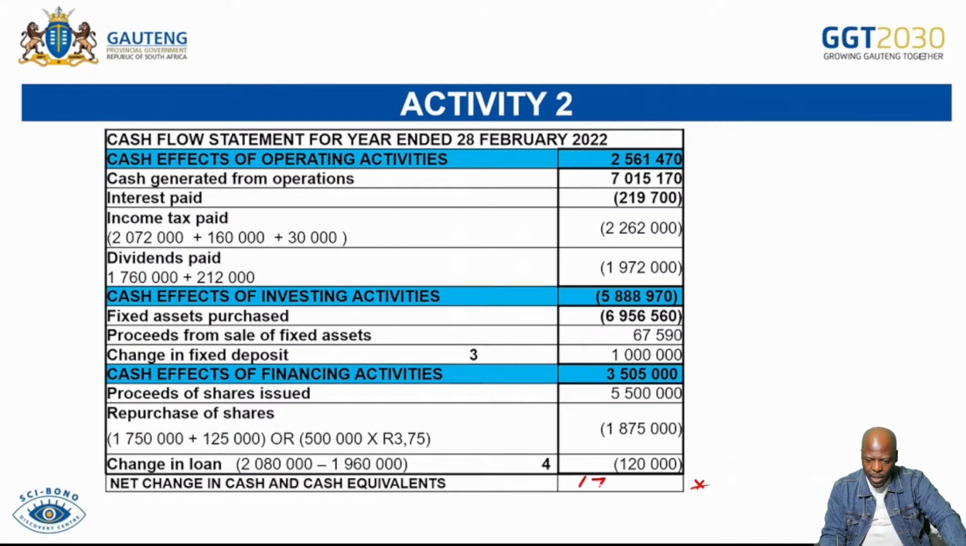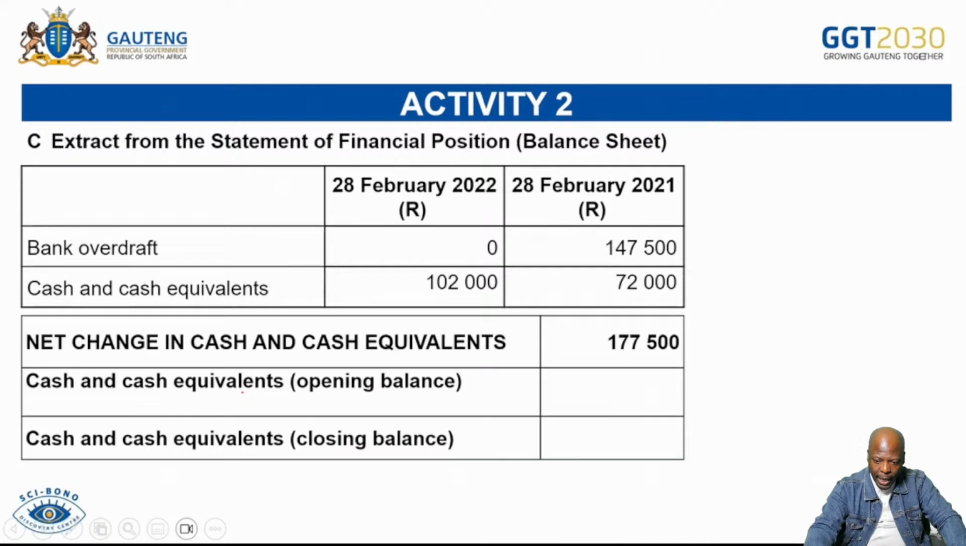So I come here, it becomes 177,500. That is my net change in cash and cash equivalents. Then I'll say cash and cash equivalents, opening balance. I'm looking at 2021. What is my cash and cash equivalents at the beginning? You see that in 2021, I have a bank overdraft, which is a liability. That is a minus. So I'm coming here to say minus 147,500. And I have my cash and cash equivalents, which is a positive, plus 72,000. Then I close my bracket.